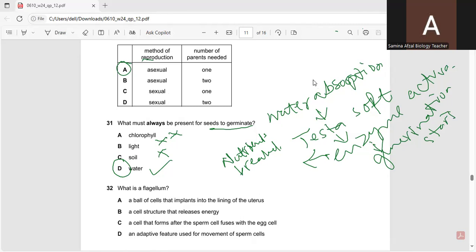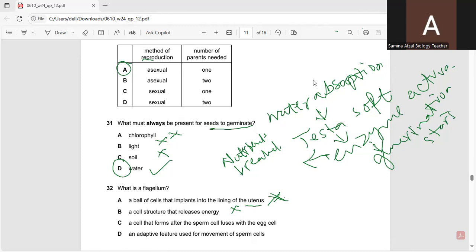What is flagellum? Flagellum is a locomotive organ with the help of which there is movement. First statement: a wall of cells that implants into the lining of the uterus. No, it is not implanted into the lining of the uterus, so this is not the correct option. Flagellum is a locomotive organ, so there is no need for this flagellum in the uterus. A cell structure that releases energy? Energy is not released, it gets energy to move.